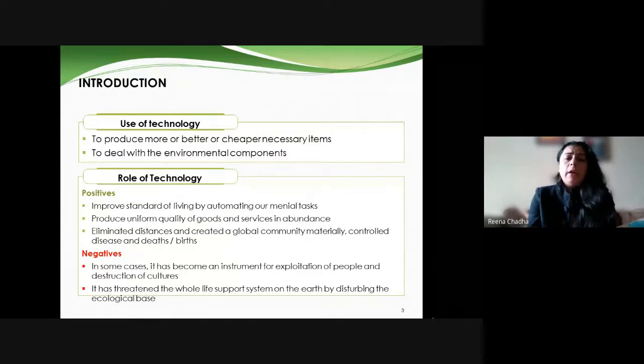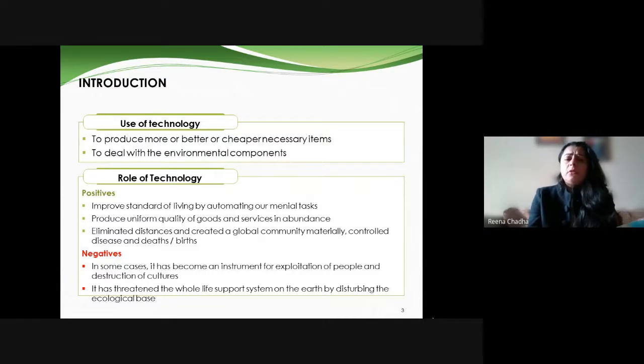Then we have eliminated distances and created a global community, materially, psychologically, even virtually. We can talk to any person sitting anywhere in the world. Right now I am giving you a lecture and you people are sitting at different places. So this is also a role of technology. And then we have some negatives also. You already know that because it has become an instrument that is very easy to use, people are exploiting it more than what they should.